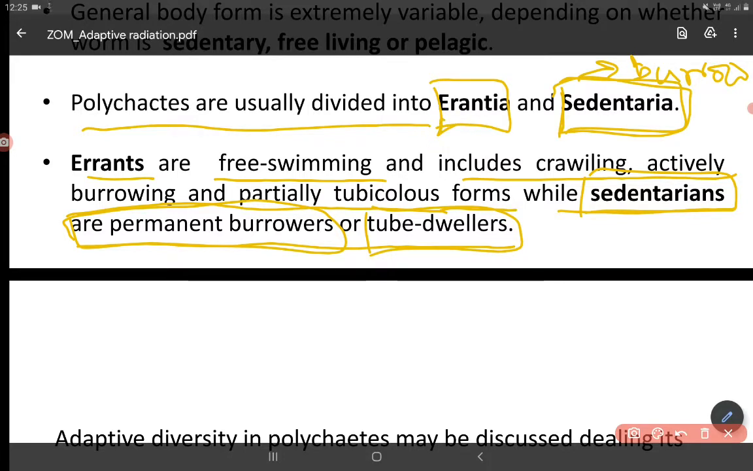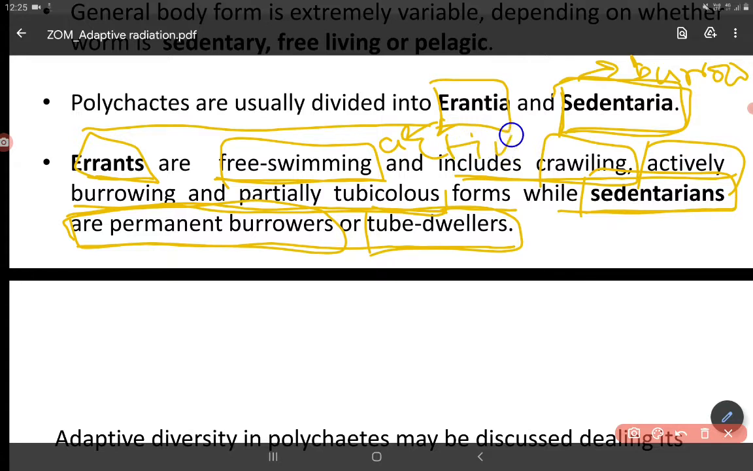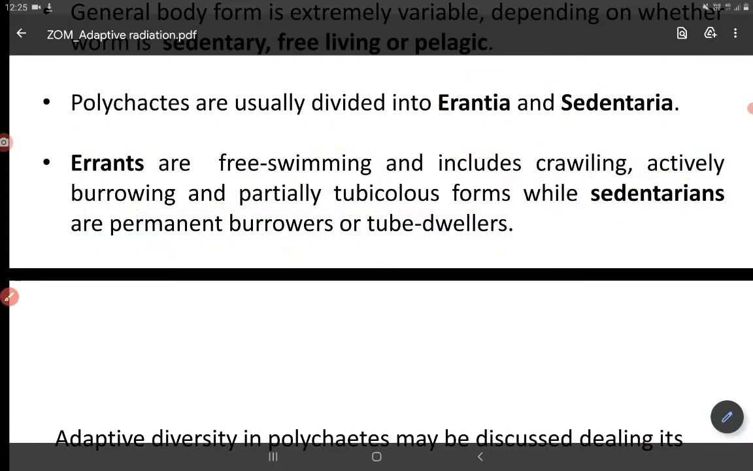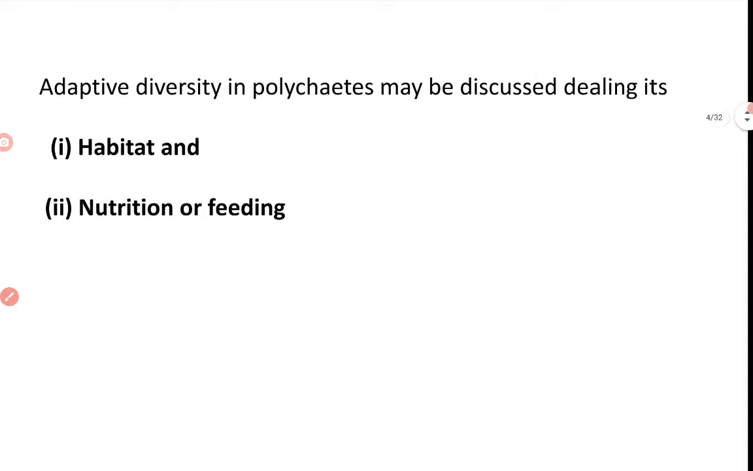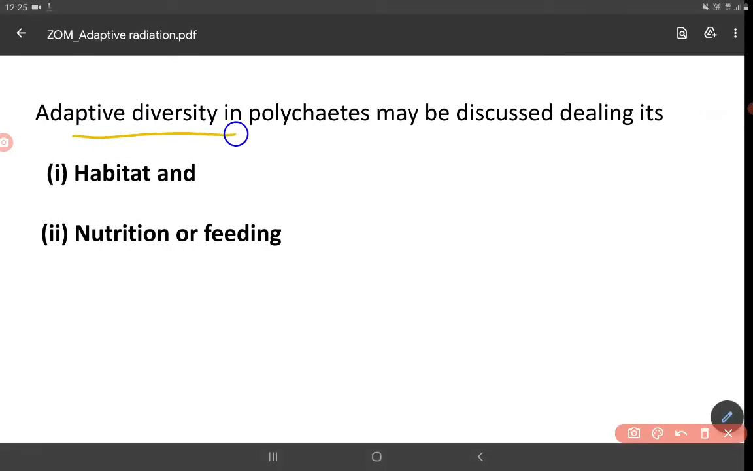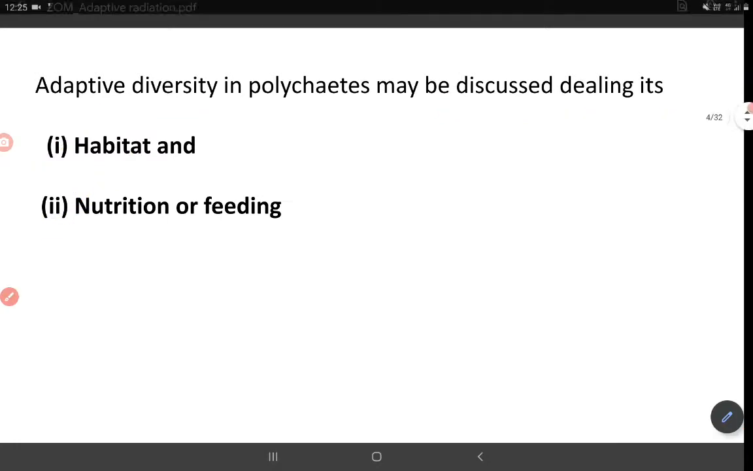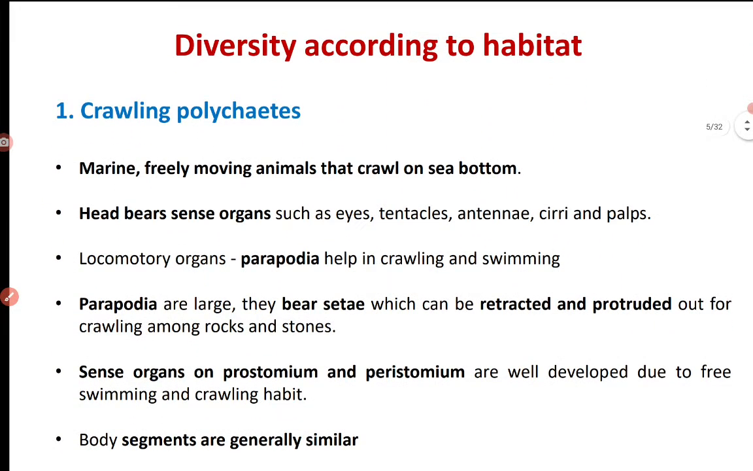Errantia, on the other hand, are free swimming and very active, including crawling, actively burrowing and partially tubicolous forms. So errants are active while the sedentarians are very sedentary and do not move at all. Now adaptive diversity in polychaetes may be discussed in dealing with the habitat and nutrition or feeding. Now diversity according to habitat.